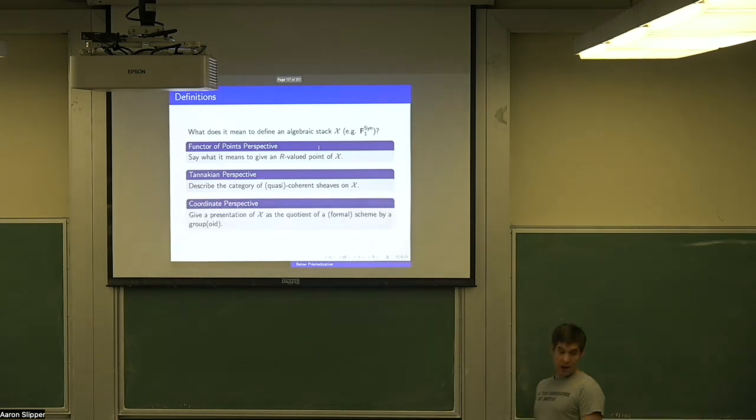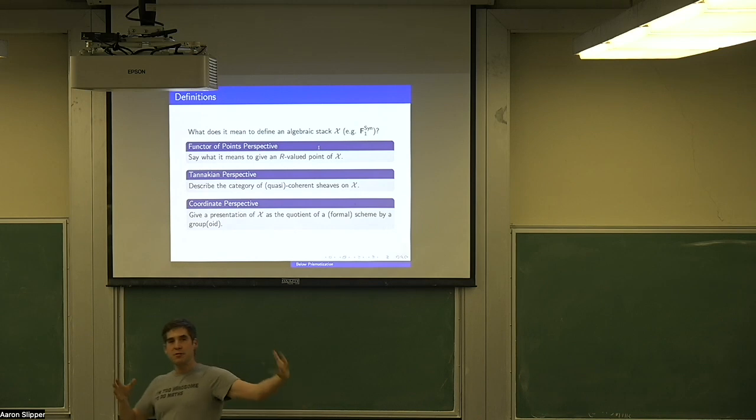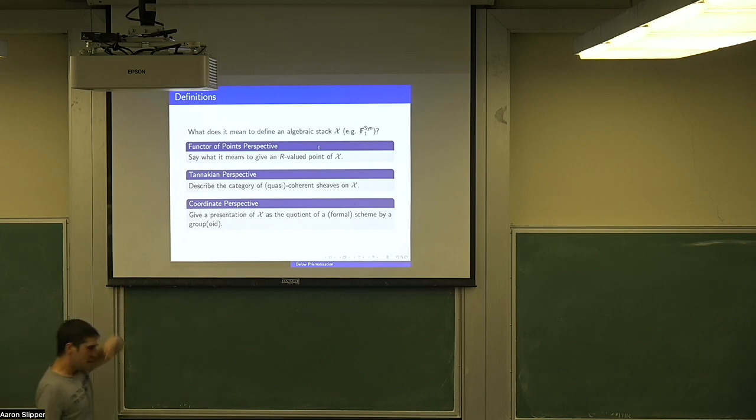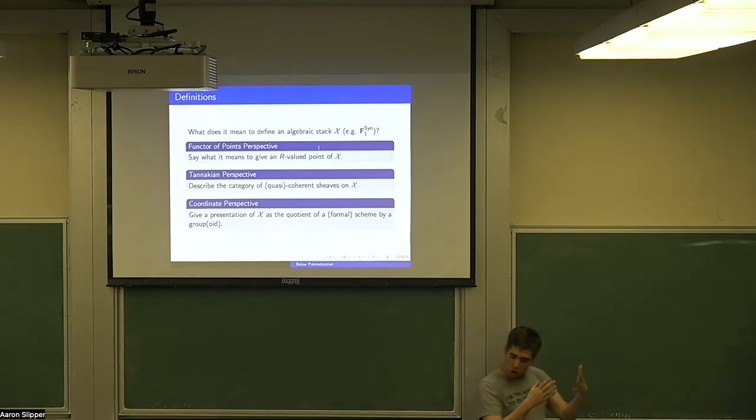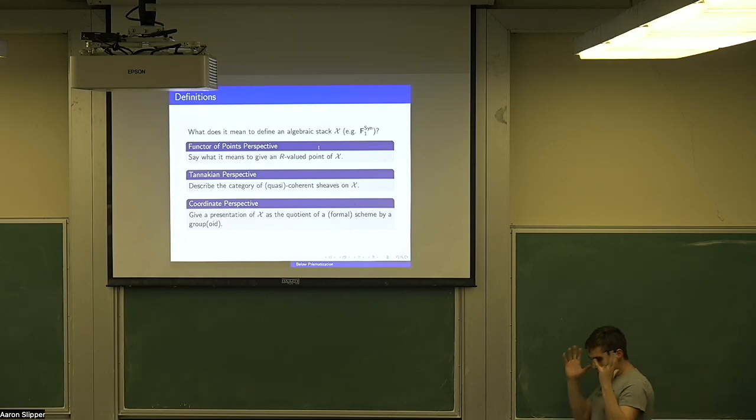And a third way that you might try to communicate what a stack is, is in coordinates. Maybe it's a stack which comes to you as the quotient of a scheme by the action of a group. Then you'd specify the scheme and you'd specify the group and how it acts. Or that's if you get lucky. If you're unlucky, maybe it's not the quotient of a scheme by a group, but the quotient of a scheme by a groupoid. And these stacks are kind of formal, so maybe you need to allow formal schemes, that sort of thing. So that's another, maybe less satisfying, way of describing a stack.